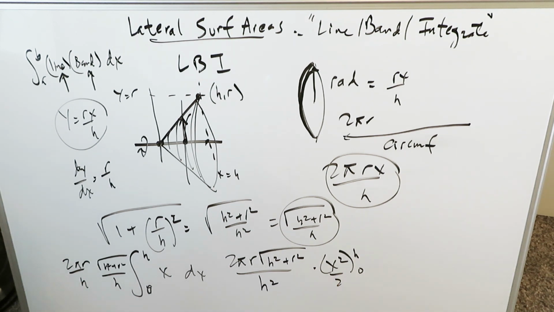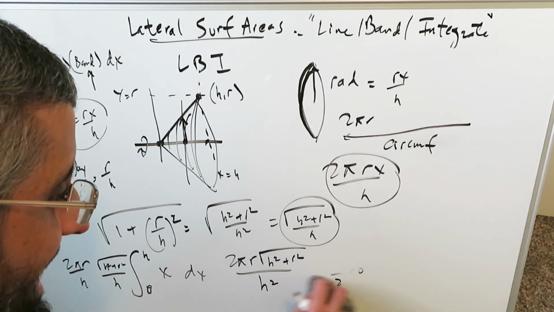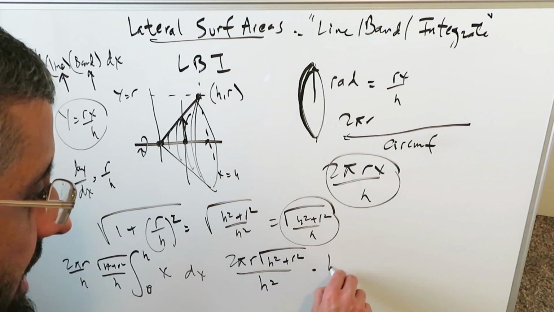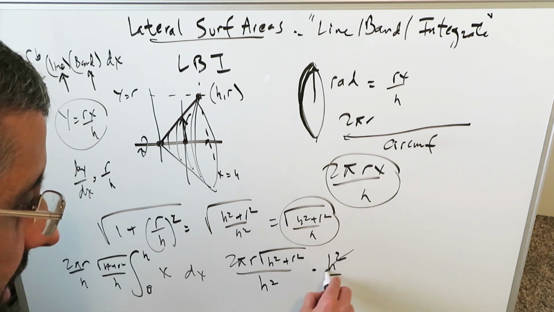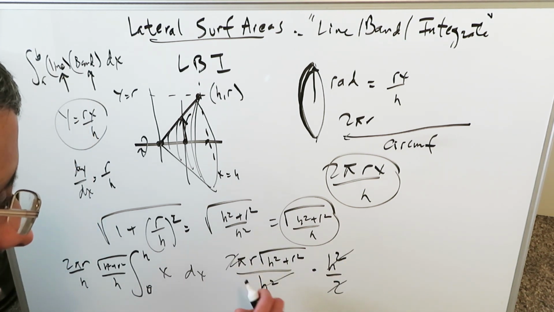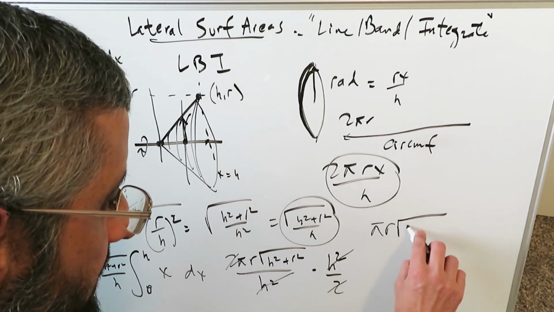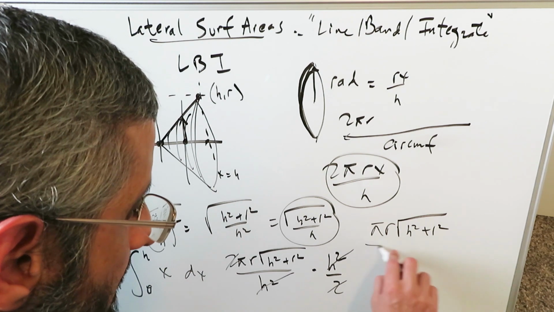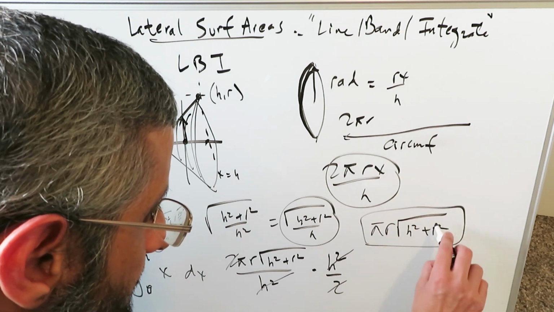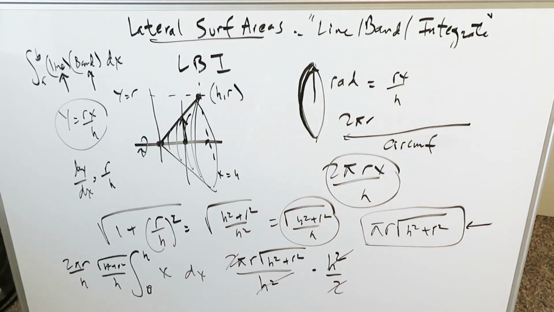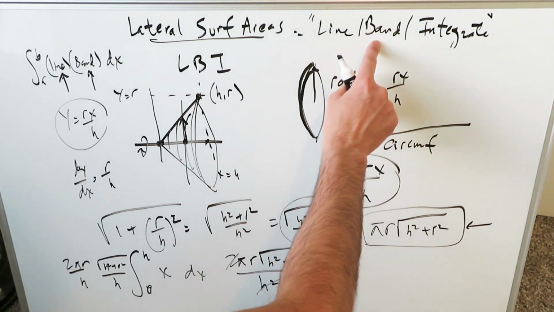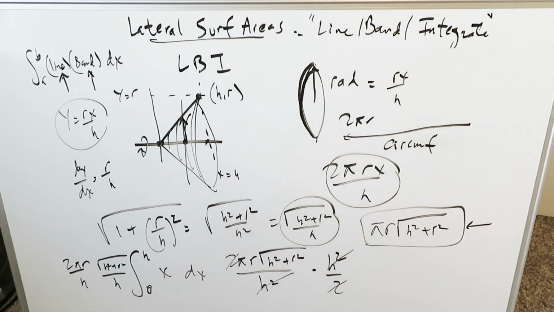When you compute this antiderivative, h is coming in, you'll have an h square over 2 times h square over 2. This cancels out with this, cancels out with this. The only thing which remains is your lateral surface area, which is pi r times square root of h square plus r square. The lateral surface area for a right circular cone is this, and it should be right, and we've done it. Remember the line, the band, the integration technique, LBI.